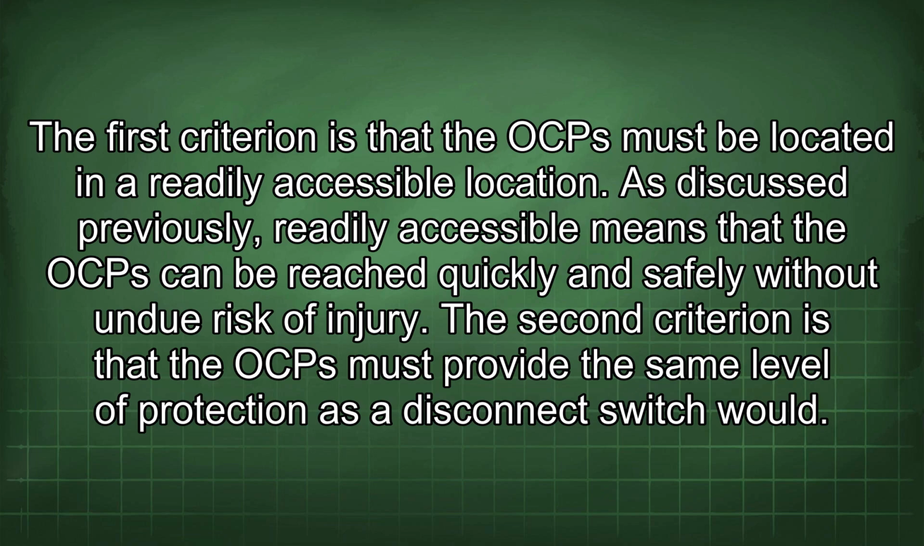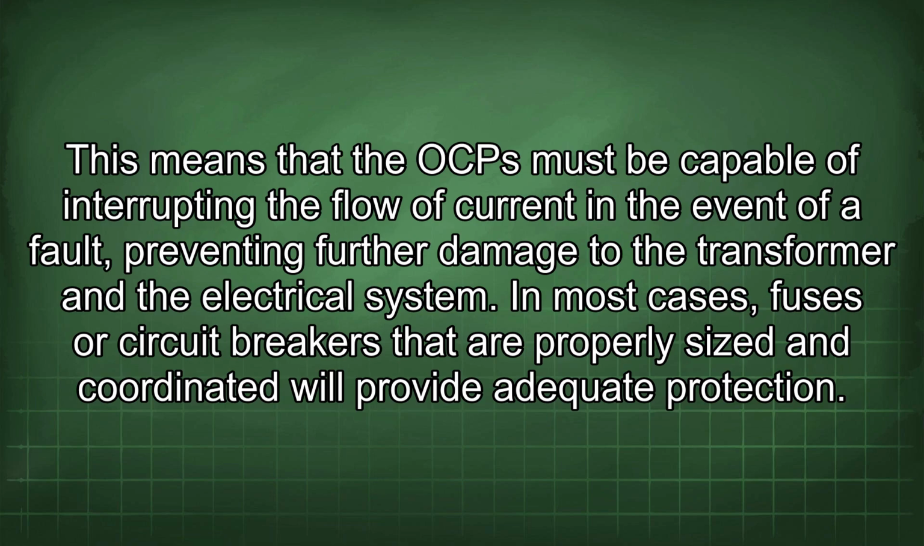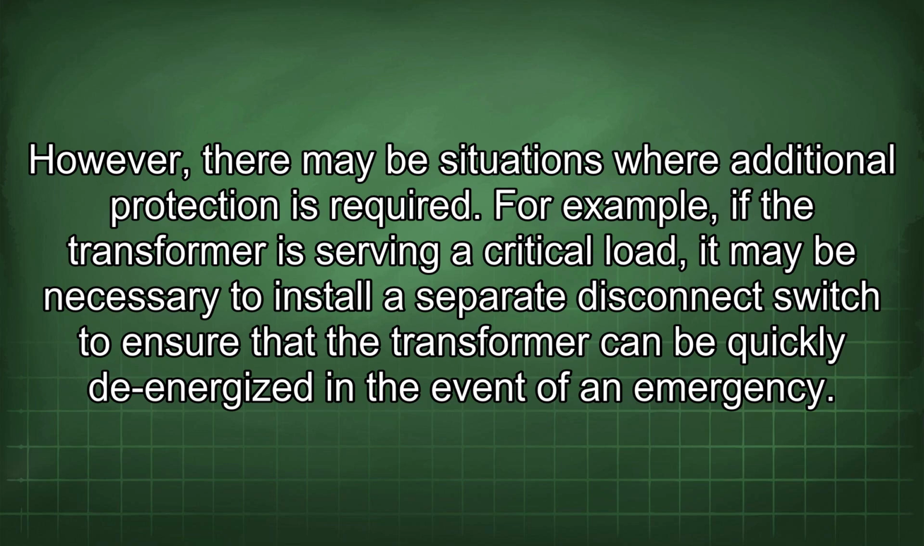The second criterion is that the OCP must provide the same level of protection as a disconnect switch would. This means that the OCP must be capable of interrupting the flow of current in the event of a fault, preventing further damage to the transformer and the electrical system. In most cases, fuses or circuit breakers that are properly sized and coordinated will provide adequate protection. However, there may be situations where additional protection is required. For example, if the transformer is serving a critical load, it may be necessary to install a separate disconnect switch to ensure that the transformer can be quickly de-energized in the event of an emergency.